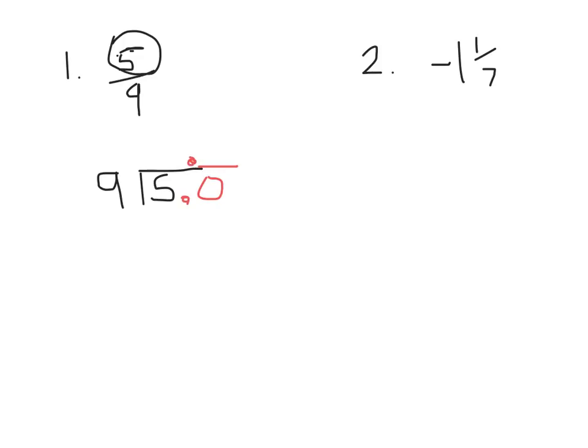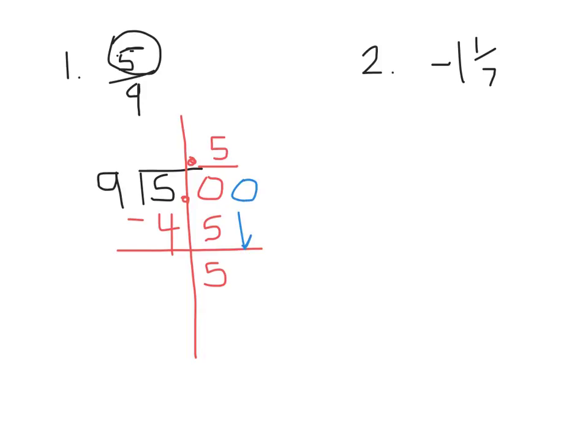Put a line straight through it to keep it organized. And 9 can go into 50 5 times, because 9 times 5 is 45. So we'd subtract 45 from 50, then we'd have 5. And we'd bring down another 0.